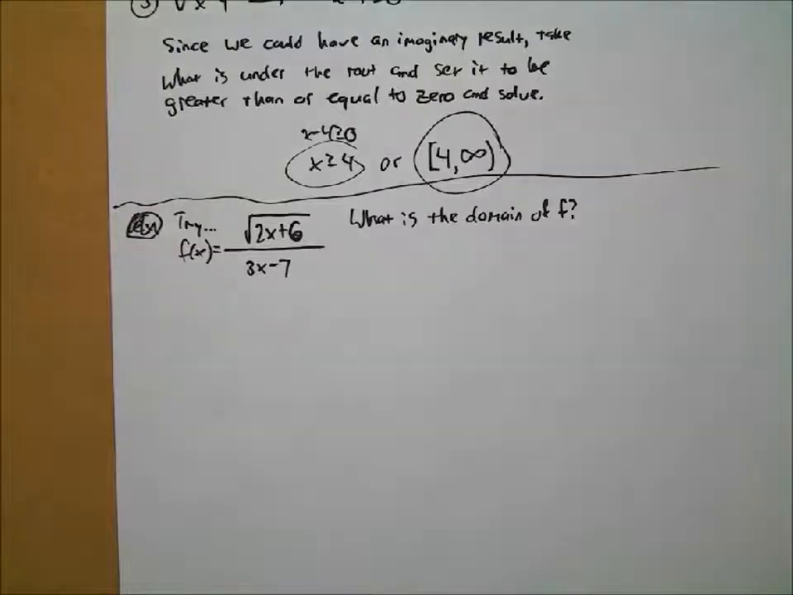So if you remember up here, with this square root, we didn't want it to be negative, so we couple this inside and set it to be greater than or equal to 0. That means that same principle applies right here. We don't want 2x plus 6 to be negative, so set it to be greater than or equal to 0, and solve from there.